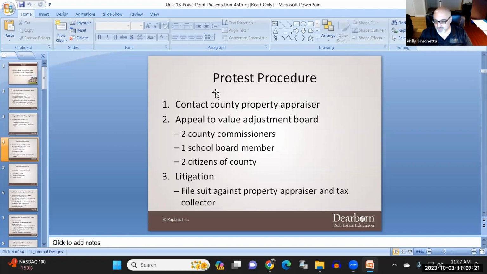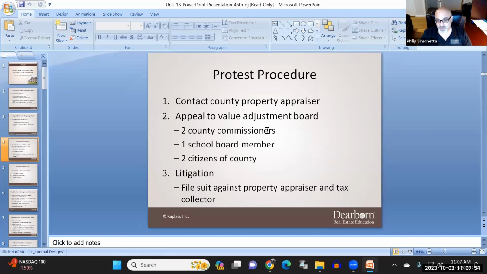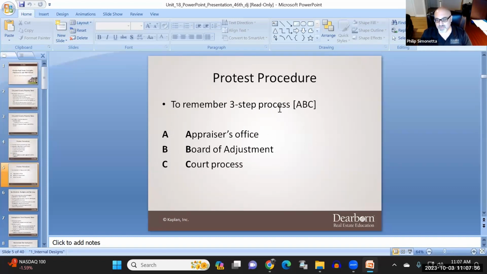When you get your TRIM notice, if you don't agree with it, a lot of people are arguing them right now because they're trying to raise them. You have a protest procedure. The first thing you do is contact the county appraiser's office. You appeal to the value adjustment board. That board is made up of 2 county commissioners, 1 school board member, and 2 citizens of the county. Then there's litigation. You file suit against the property appraiser and tax collector in court. To remember the 3-step process, think ABC: appraiser's office, board of adjustment, court process.